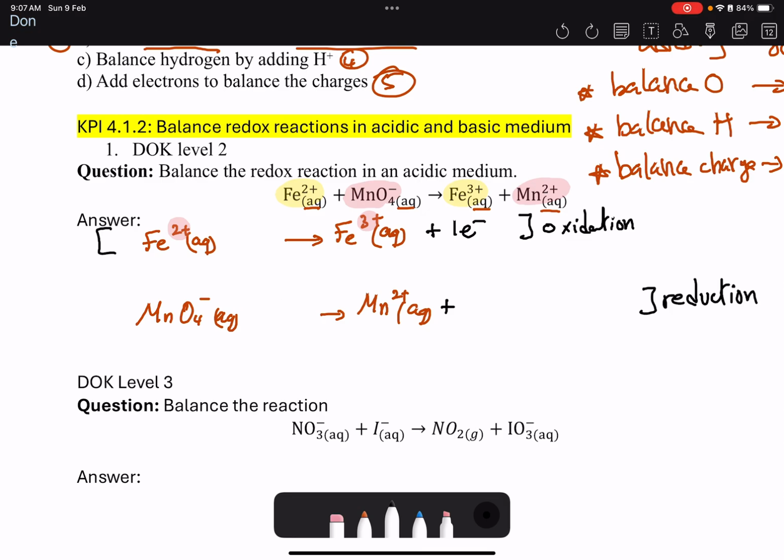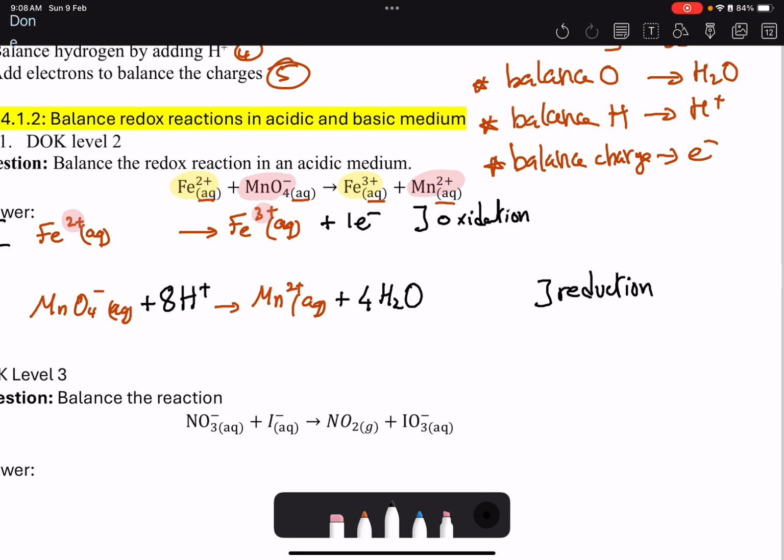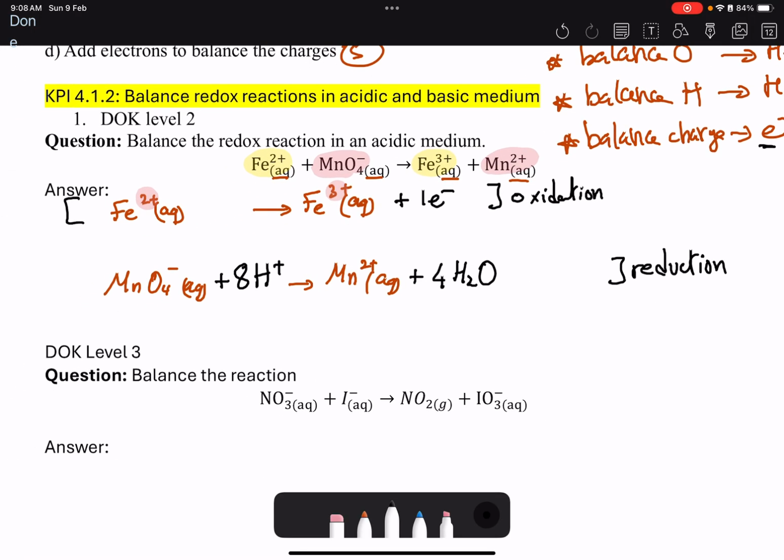I need to add 4 H2O on the side missing oxygen. Now next, by adding H2O, you now have 4 times 2, 8 hydrogens on this side, whereas on this side, no hydrogens. So you balance H by adding H+ on the side missing hydrogen. Now, we reach the part where we balance the charges.